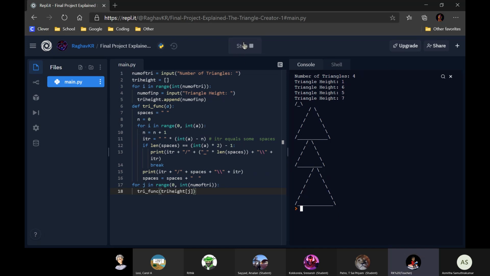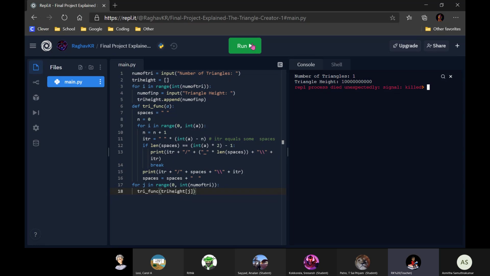So I can just break the REPL by doing this. Look, it just says REPL process died unexpectedly. Signal killed. I killed the REPL literally. It just says killed. How about we just do 100? Maybe it can handle that much.